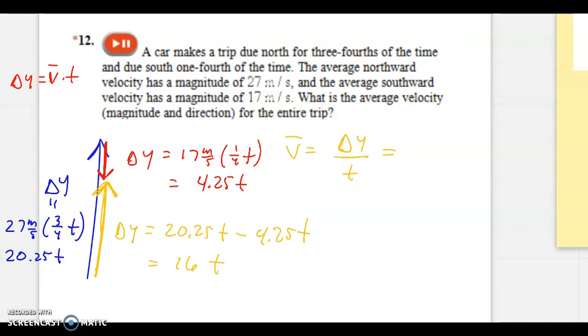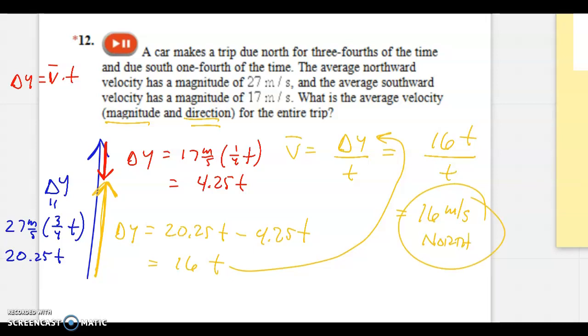So now, you might say, well, that's an expression. What am I going to do with it? Well, I'm going to do with it what I was going to do with it. I was going to put it in here and divide it by time. So the finish of this is as simple as 16t divided by t. Looks like it's 16 meters per second. Now that's the magnitude part. They want the direction part too. My picture shows that goes north.